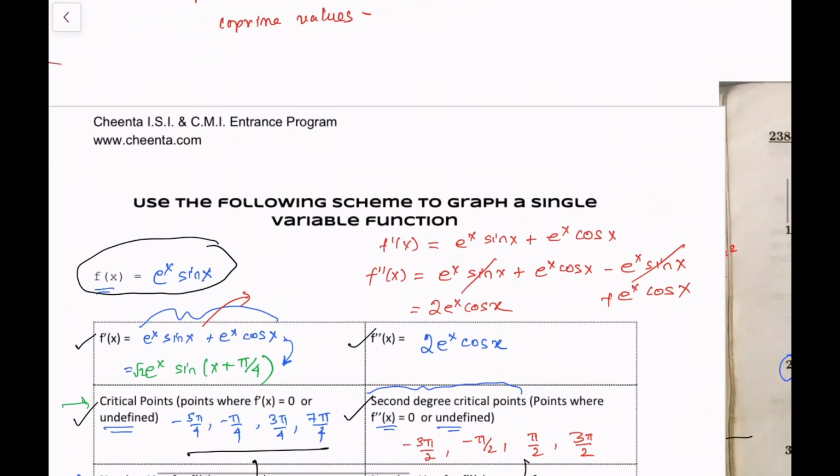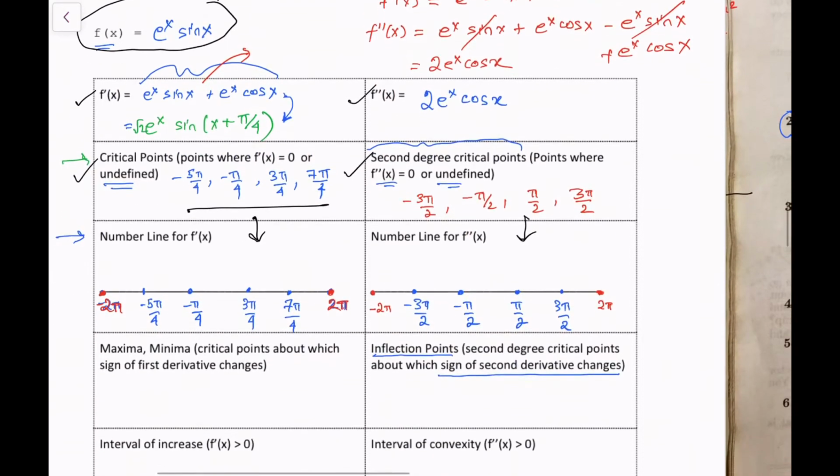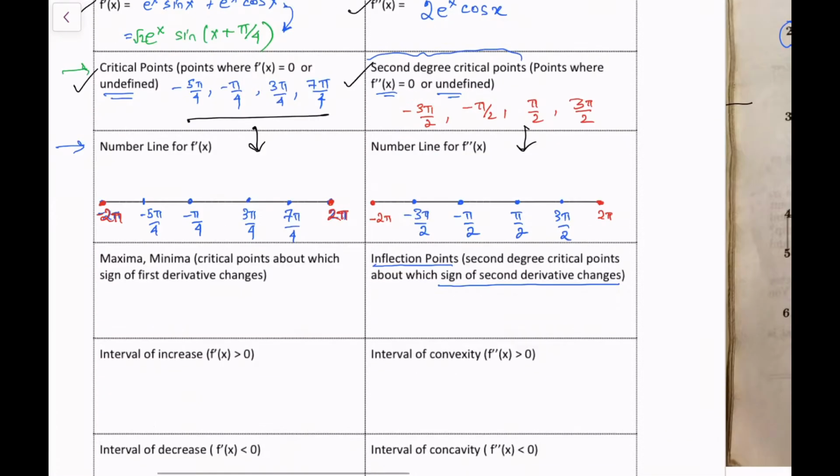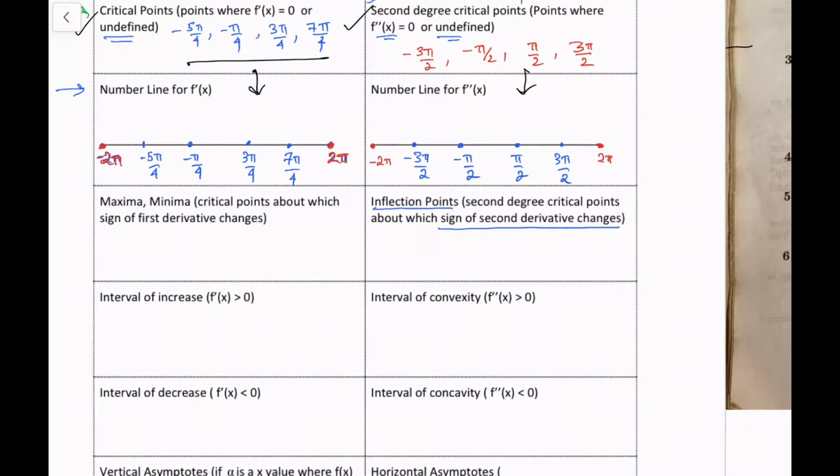We are using a template which is useful for problems like these, and this template can be downloaded from the description of the YouTube video or from our website cheenta.com. We will proceed to discuss maxima, minima, and inflection points.